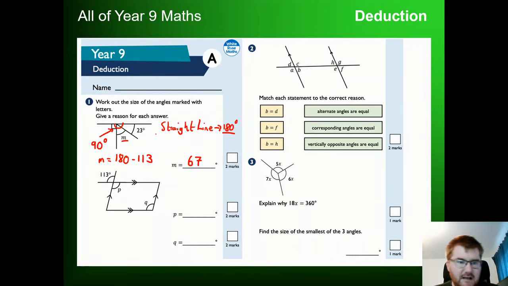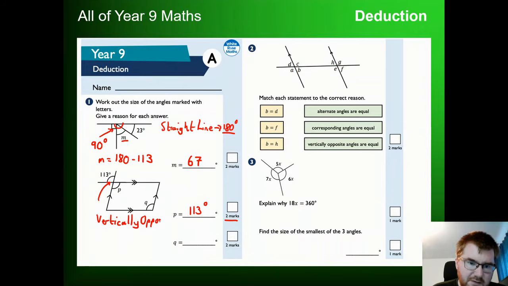Now, our next question here is we have 113 degrees here, and we have P here, and these angles are the same. So P is equal to 113 degrees. Notice it's out of 2 marks, so we need to give a reason. And the reason here is because the angles are vertically opposite, a very important phrase that we're going to talk about in the very next question. So these two are equal because they're vertically opposite.